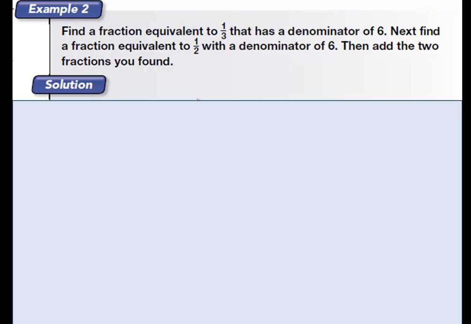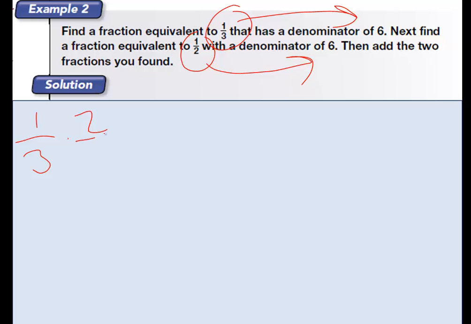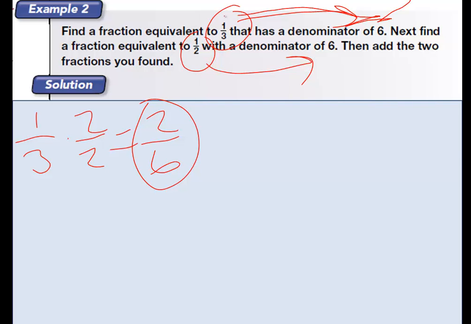Find a fraction equivalent to 1/3 that has a denominator of 6. So you've got to do that one first. Start with this one and get a denominator of 6, and then find a fraction equivalent to 1/2 with a denominator of 6. So you're going to end up with two fractions, both with denominators of 6. For example, 1/3 times 2/2 would give us 2/6. There's the answer to your first half. Now find your other fraction by getting 1/2 with the denominator of 6, and then take the two fractions and add them together. See if you can do that and find out what the answer is. And then restart the video.